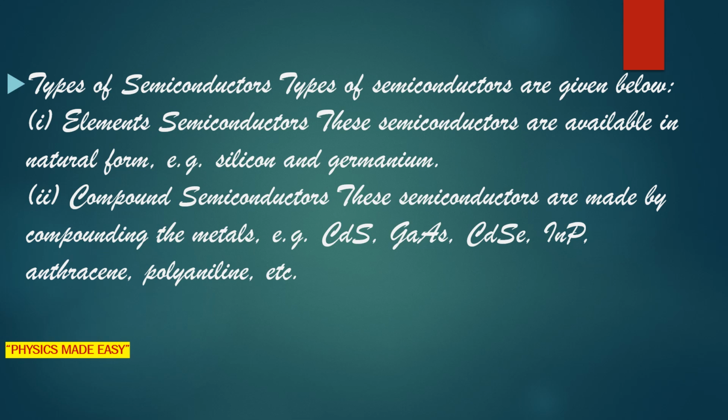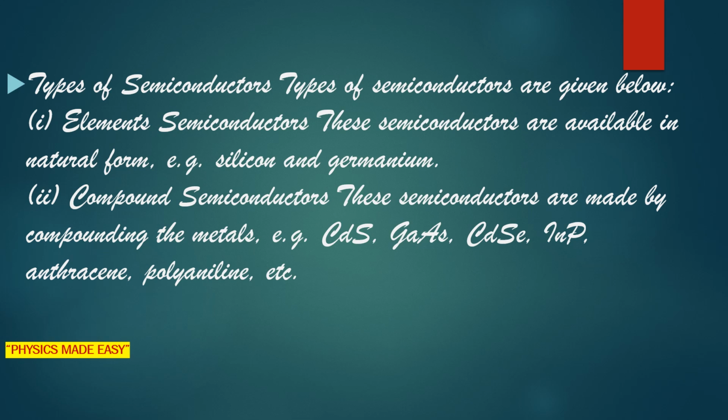Semiconductors are of different types. The first one is the elemental semiconductor. These semiconductors are available in the natural form and they are created from the elements. For example, silicon semiconductor, germanium semiconductor. These are the elemental semiconductors.